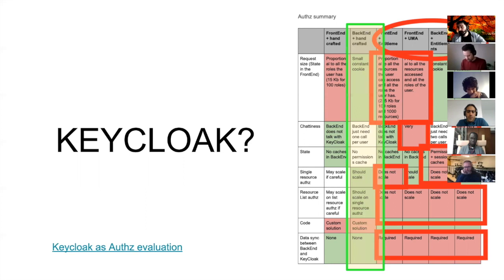But if you see one of the rows there, backend plus a handcrafted authorization service, that one has the most greens. So it's the best of the worst options. And this is basically what we have done: build our own custom solution to do the authorization. You have there, again, a link to a document with a longer explanation about all of this. Questions?